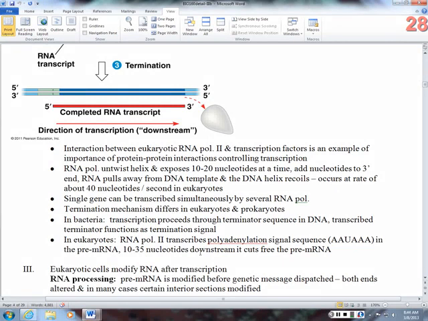So it can read it fairly fast. It can read it faster in some organisms. It can go pretty fast in bacteria. So single genes can simultaneously be transcribed by several RNA polymerases.